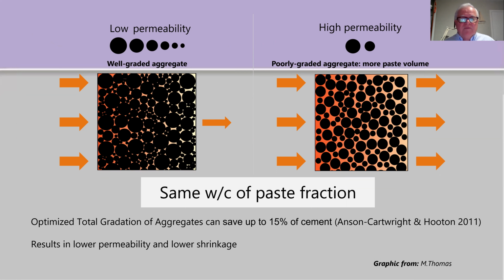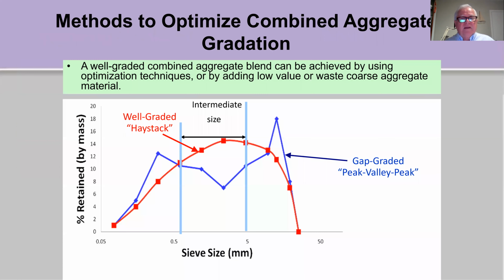So if we reduce that, we can reduce those properties as well, or those expansions and contractions. Now, there's different ways to get there. One way is to try and fill in that void. So that blue line shows a fine aggregate on the left, a coarse aggregate on the right, and a gap in the middle. So it's down low.